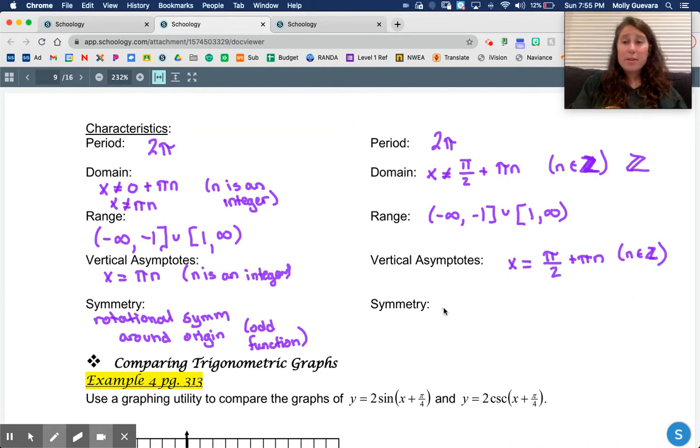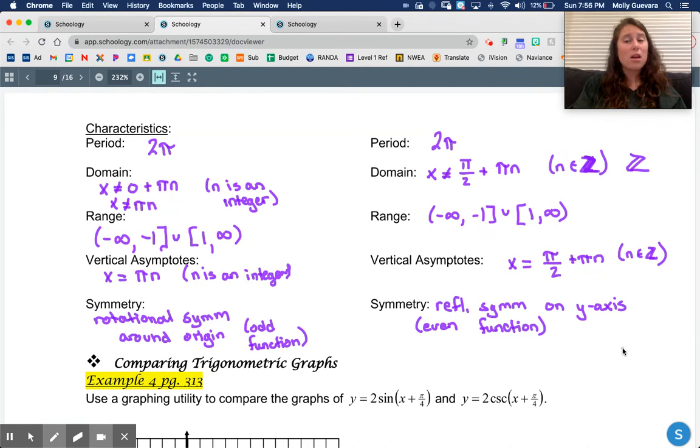And then symmetry. So this one actually has reflectional symmetry, right? It's cut right in half on the y-axis. So this is reflectional symmetry on the y-axis. So this is the only one that's different. So this is an even function. So cosine and secant are the only ones that are even. All the other ones are odd.